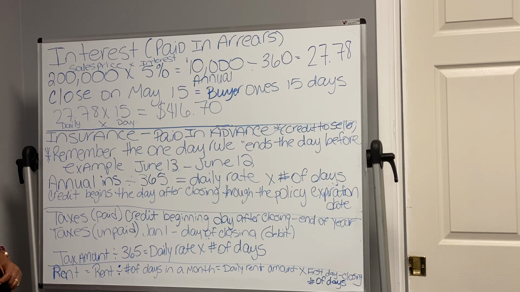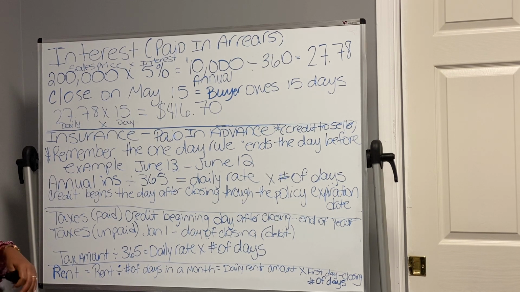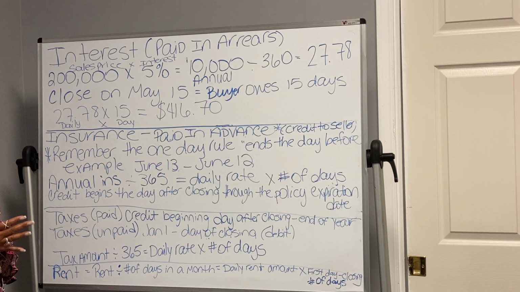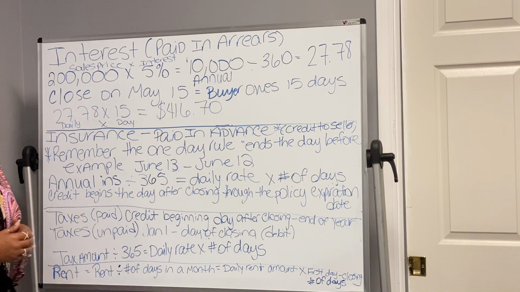Now we talk about rent. Rent is going to be the amount of rent divided by the number of days in a month. So if your rent is $1,500 and we're talking about May, we're gonna divide that by 31 days. That's gonna give us our daily rate. The seller will be given prorated rent due to them from the first day of the month up until closing day. That's what the seller will be paid. We're talking about rent when we have an investor who's buying a property and the tenant is already living in there, okay?